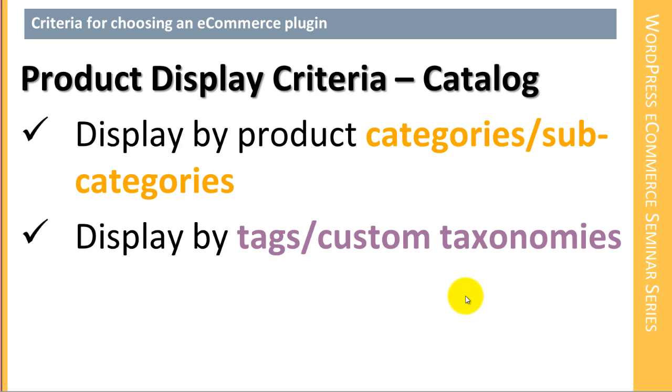So the second set of criteria is the product display criteria. And what we're really talking about there is really two pieces. First, how the catalog displays, and then secondly, how the product page itself displays. So, can you display a product by categories and subcategories? Can you display products by tags or by custom taxonomies? Can you create a custom taxonomy, say manufacturer, and then display all the products by that custom taxonomy? Can you set up product tags and use those product tags as ways of grouping like products?